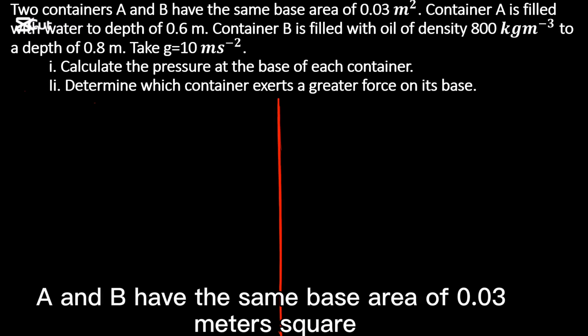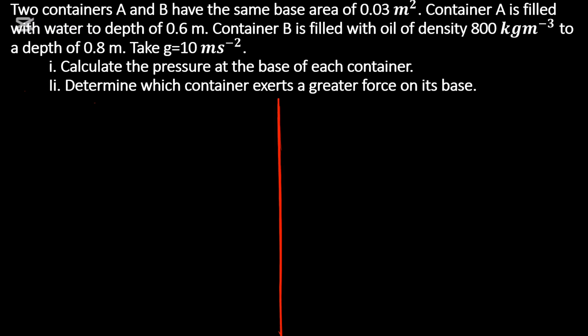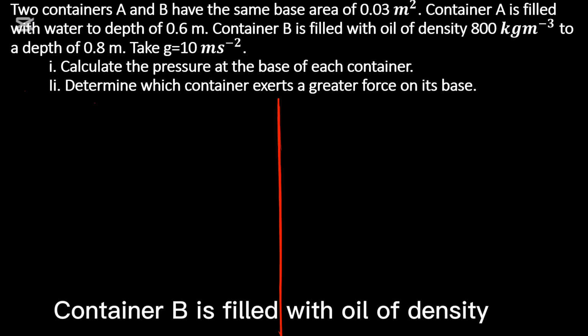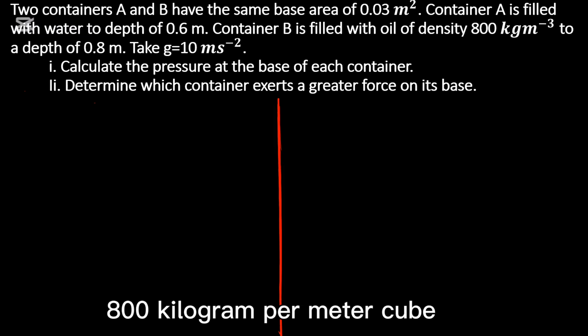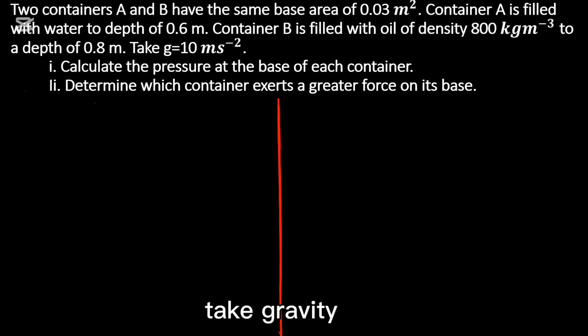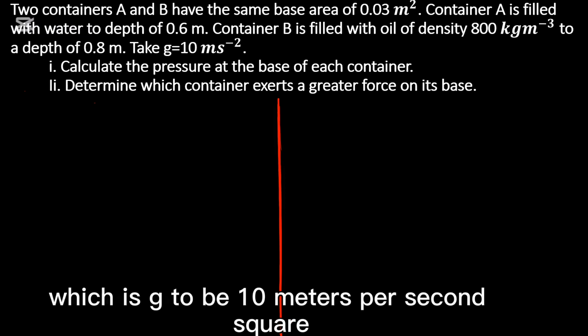Two containers A and B have the same base area of 0.03 meters squared. Container A is filled with water to a depth of 0.6 meters. Container B is filled with oil of density 800 kg per meter cube to a depth of 0.8 meters. Take gravity, which is g, to be 10 meters per second squared.